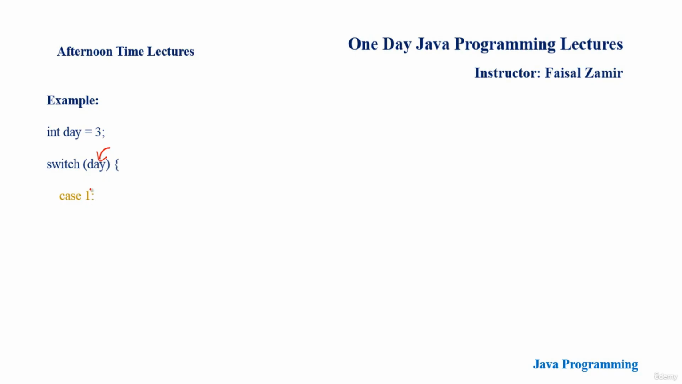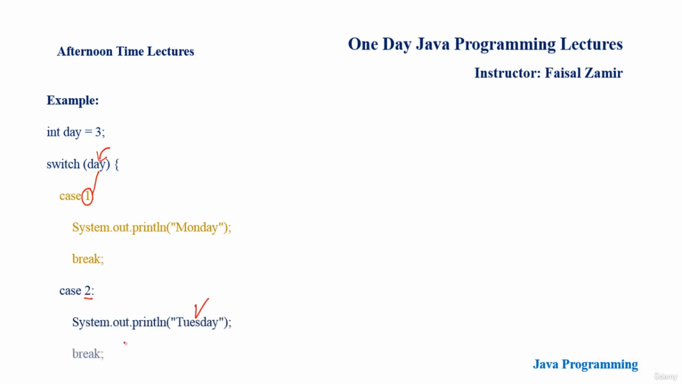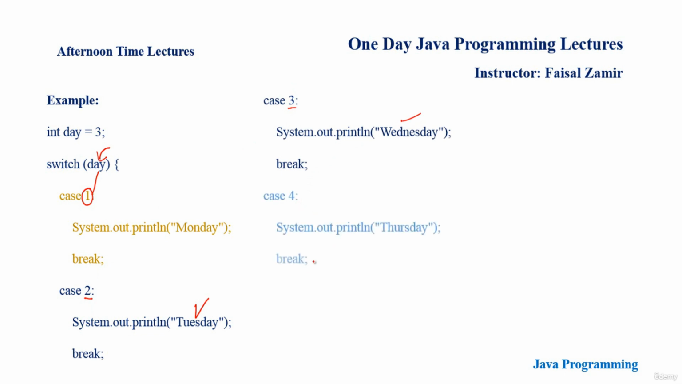Case 1 means that if the day value is 1, then this message should display to the user, and put a break statement. In case 2, if the day value is 2, this Tuesday message should display. Case 3 means that if the day value is 3, Wednesday should display. Break statement. Case 4 you can mention here. Same for case 5. You can provide many other cases also, but I use a default statement.